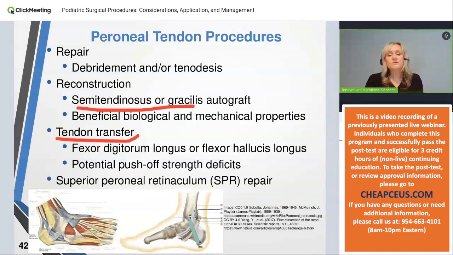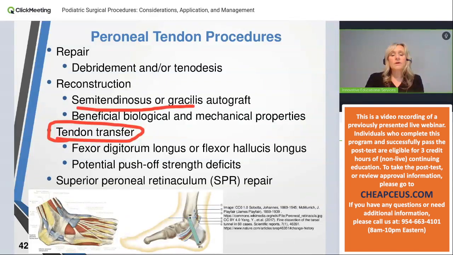The tendon transfer is where I want to spend a little bit more time explaining what the surgeon is going to do. Tendon transfer, again, we're taking a muscle that has a redundancy somewhere else in the local region and moving it over to now function as the muscle that is damaged.